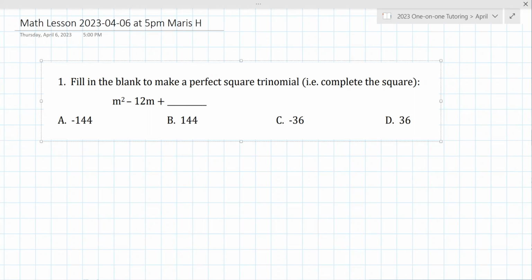m squared minus 12m plus blank. Fill in the blank to make a perfect square trinomial. All right, so you're trying to find the number that goes here. It's something we've done a number of times. It's based on this number in the middle here, but usually I give you the number over here. Any idea how to do this?